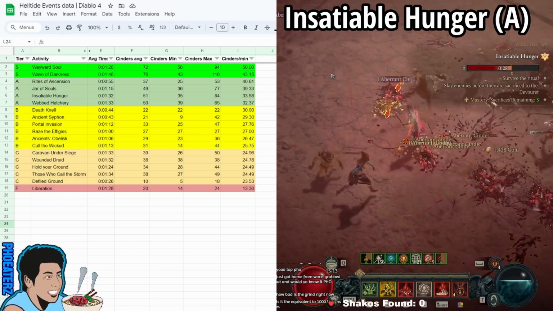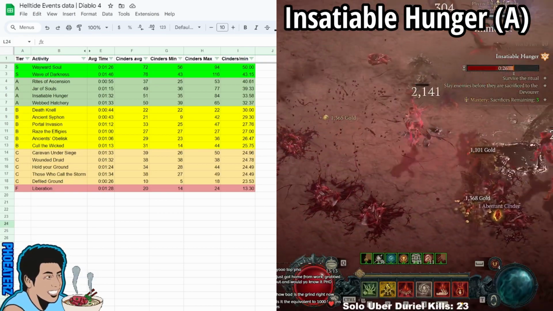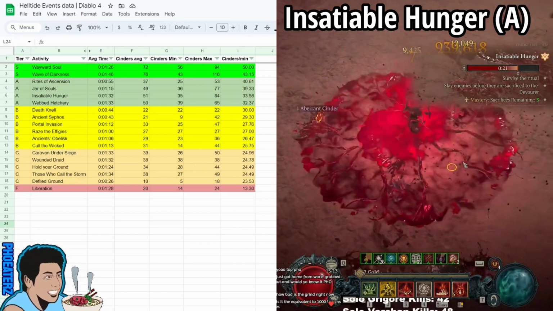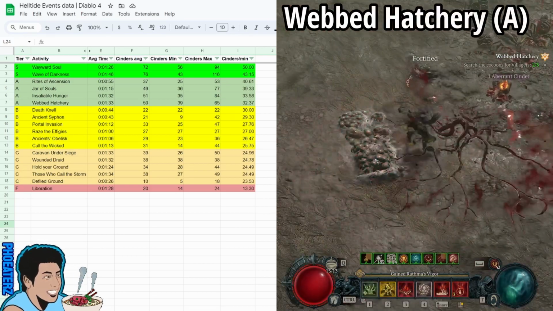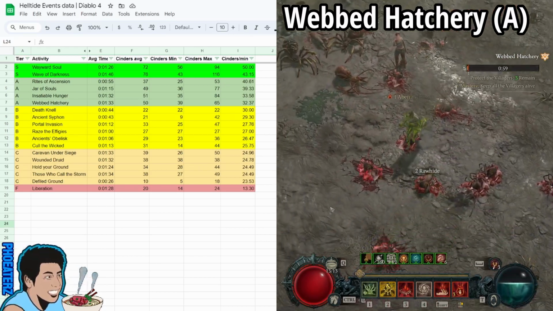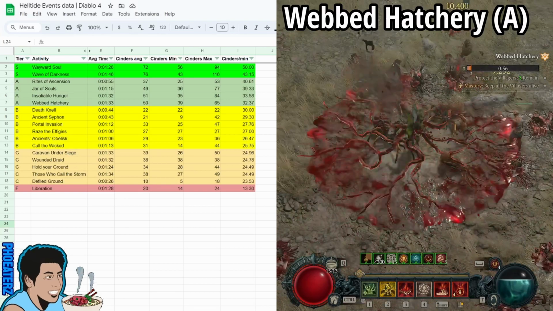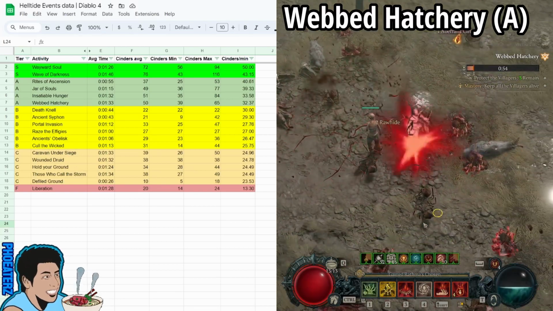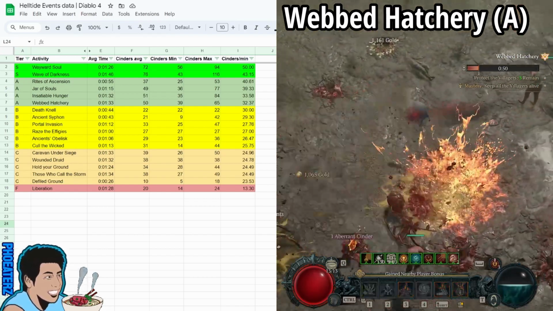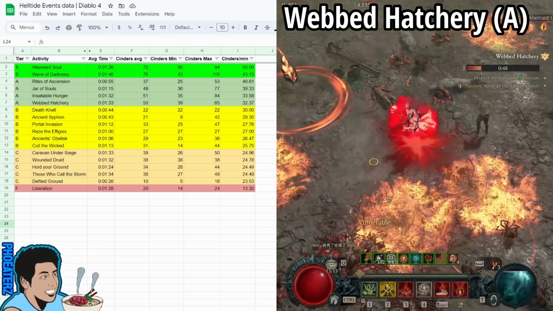Insatiable Hunger is where you prevent the demon in the middle from taking the sacrifices. It's good cinders, no other tips for this one other than clear as fast as you can. Webbed Hatchery requires that you open each of the cocoons to free the villagers and the mobs that come at you. Pretty easy. Much easier than saying that sentence.